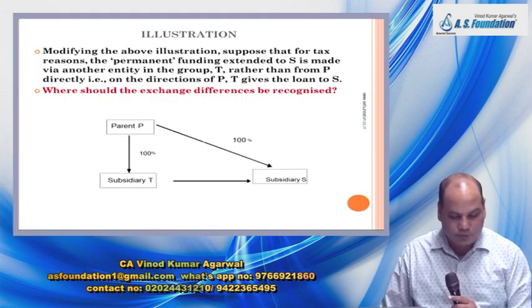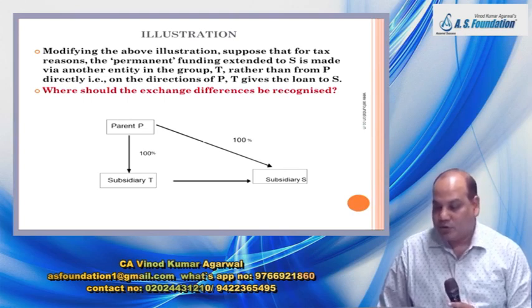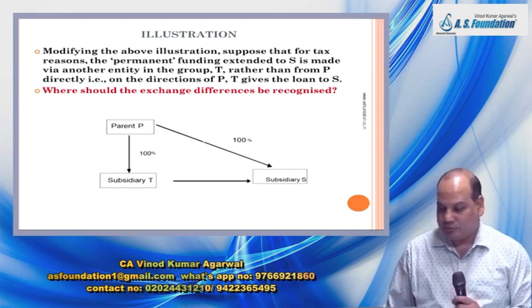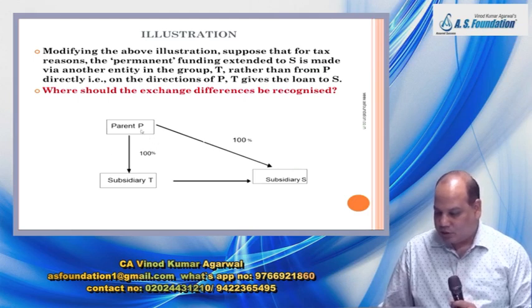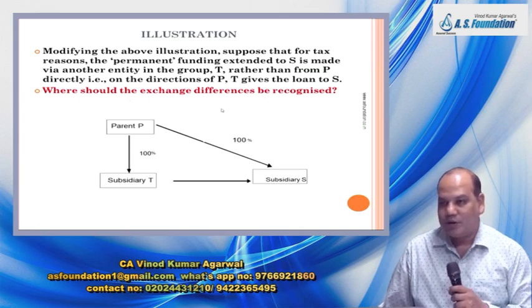Now next question, 42. Modifying the above illustration. Suppose that for tax reasons, the permanent funding extended to S is made via another entity in the group, T. So instead of parent P funding subsidiary, another subsidiary T is used to fund S. Rather than P directly, on the direction of P, T gives loan to S. Where should the exchange difference be recognized?